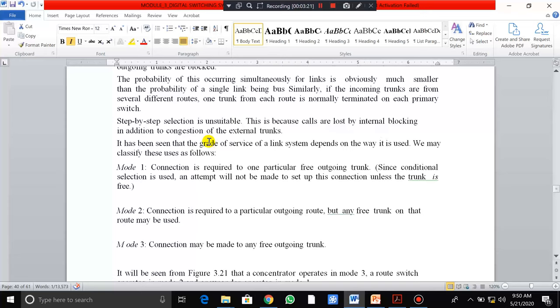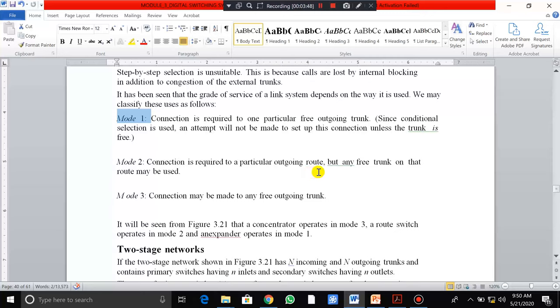In the last module, we discussed the condition called congestion, right? It has been seen that the grade of service of the link system depends on the way it is used. We may classify these uses as follows. Mode number 1: connection is required to one particular free outgoing trunk. Mode number 2: connection is required to a particular outgoing route, but any free trunk on that route may be used. And mode number 3: connection may be made to any free outgoing trunk.